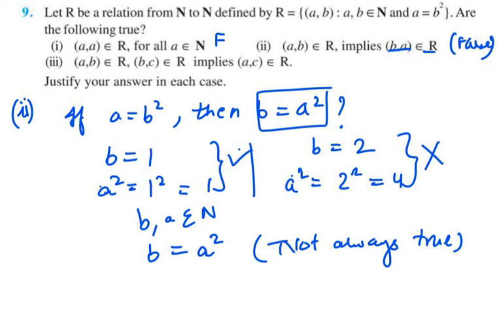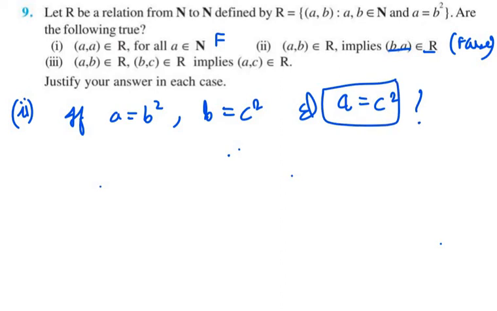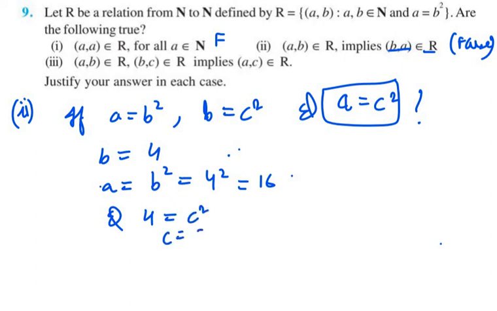Now moving on to the third part, it says (a, b) belongs to R and (b, c) belongs to R implies (a, c) belongs to R. So this is given. Given is if a equals b square, b equals c square, whether a equals c square is true or not. The question mark is on a equals c square. In this case, suppose we take b as 4. So my a equals b square, that is 4 square, which in turn equals 16. And 4 equals c square as well. So c will be 2.